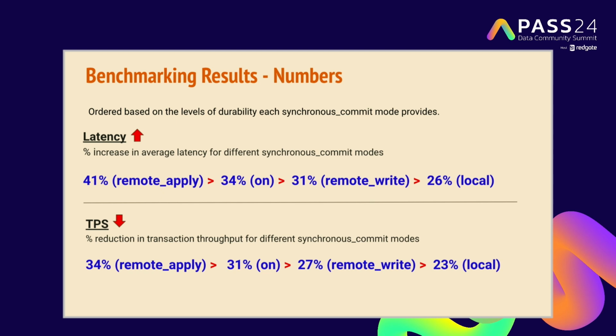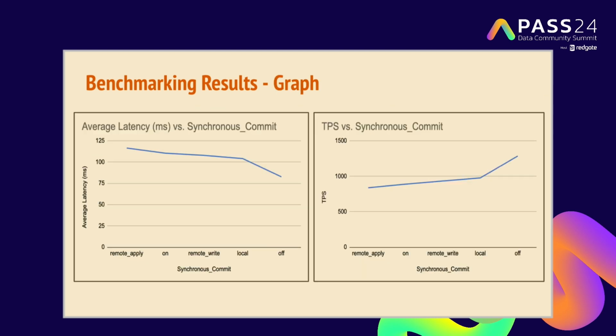There was also a reduction in TPS. There was a 34% reduction in TPS for remote apply, and a 31% reduction in TPS for synchronous commit on. Remote write had 27% and local had 23%. This is also a graph that shows a nice trend with the level of durability. So from remote apply, as the durability decreases, the latency also decreases, so the performance would be higher. And with the TPS, as you see, with lower durability, the transaction throughput also increases. The performance will also increase.